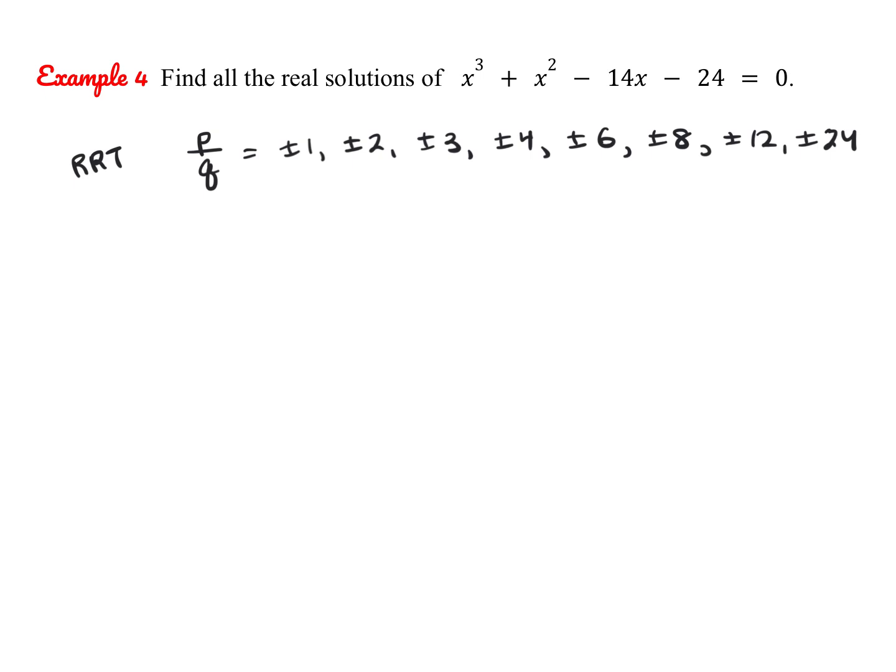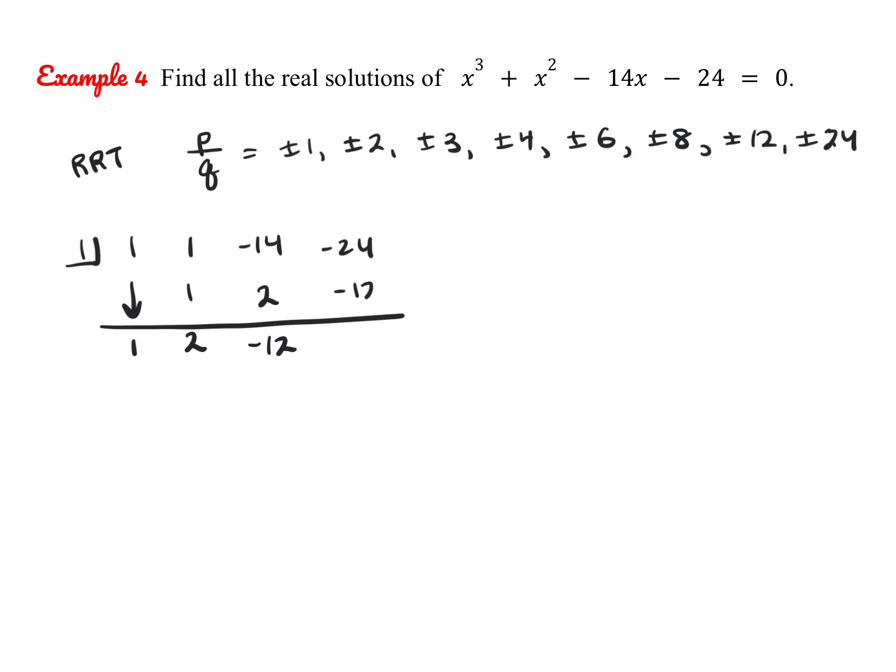All right, so let's start testing. Let's test x equals 1. Let's just see what happens. So we have 1, 1, negative 14, negative 24. So we multiply, add, multiply, add, multiply, add. Our remainder is not 0, so x equals 1 is not a 0. All right, let's try another number. Let's try negative 2 and see if that works.